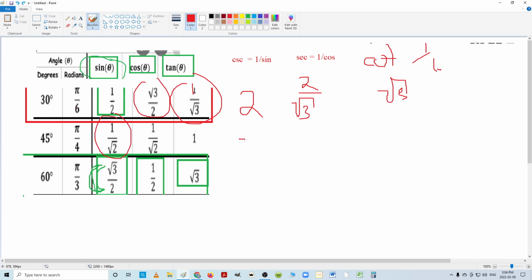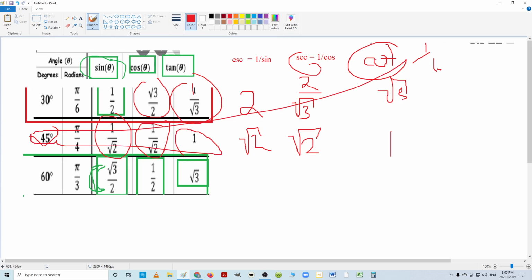Well, it's square root of 2 over 1, which is square root of 2. What about flipping this one? It's square root of 2 over 1, which is square root of 2. It means the secant of 45 is square root of 2. The cosecant of 45 is square root of 2. What about flipping this one? Yeah, okay, we'll flip 1 over 1. It still becomes 1. So the cotangent of 45 is the same as the tangent.